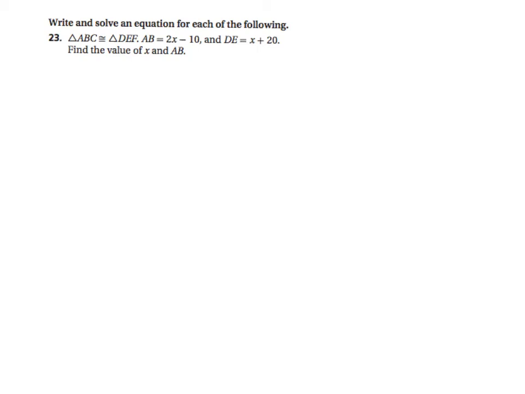23 says to write and solve an equation. We are given here that triangle ABC is congruent to triangle DEF, and we're given information about AB right here and DE. So I'm trying to find the value of x and the length of AB. Now, one thing that's really important is this triangle congruent statement. The order it's written in tells me everything that's equal, okay?